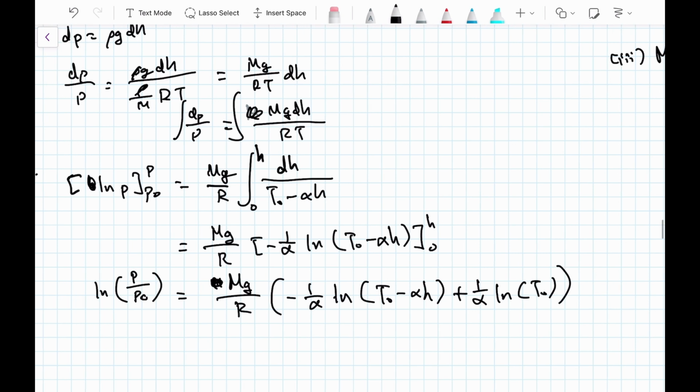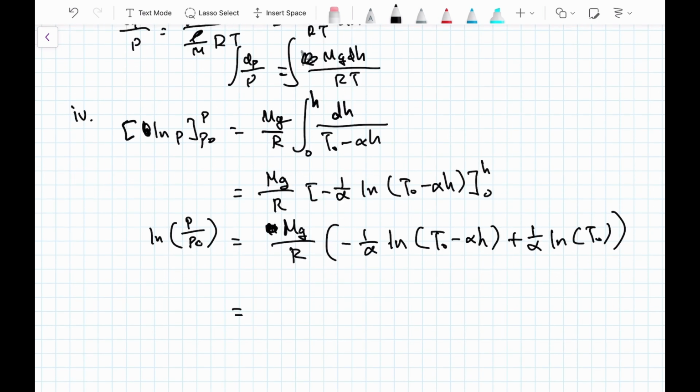So then this should be equal to, I'm going to factor out alpha first. So factor out alpha r, and what's left inside should be ln of T0 minus ln of T0 minus alpha h. So that should be ln of T0 over T0 minus alpha h.